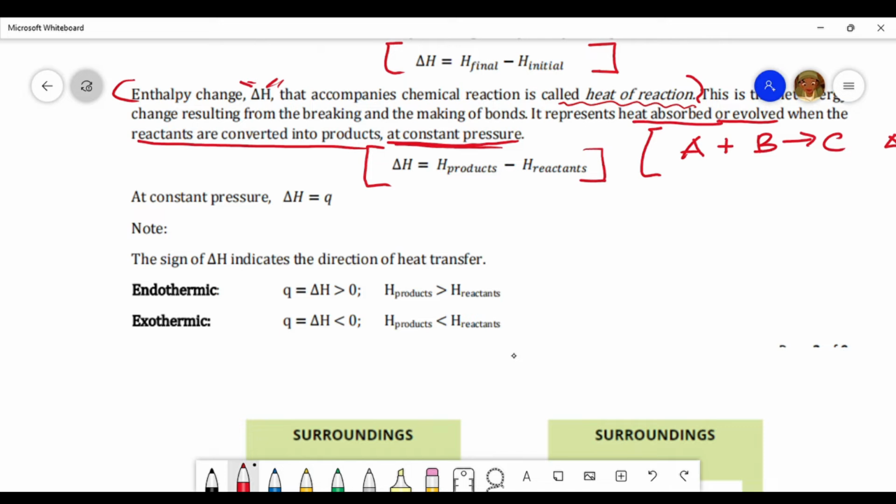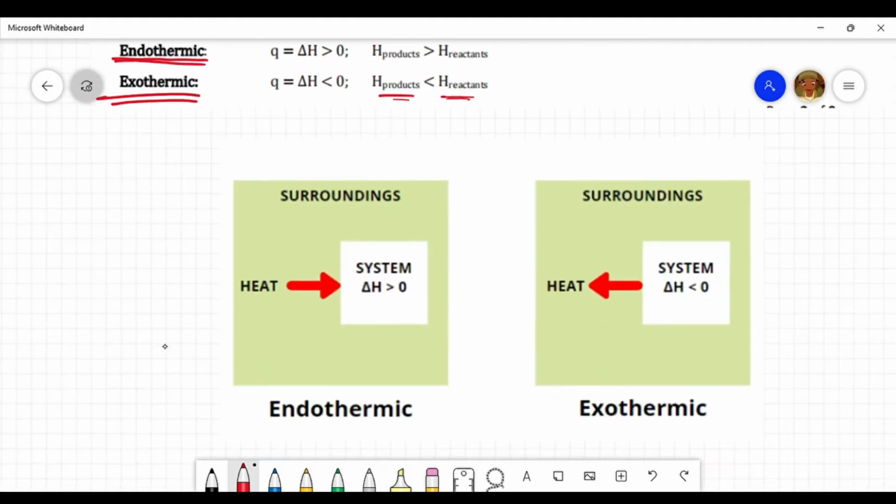I hope you're already familiar with endothermic and exothermic processes. In an endothermic process, Q, which is equal to delta H, is greater than 0, so the heat content in the products is greater than in the reactants. While in an exothermic process, the heat content in the products is less than the heat content of the reactants. This is found in your module.